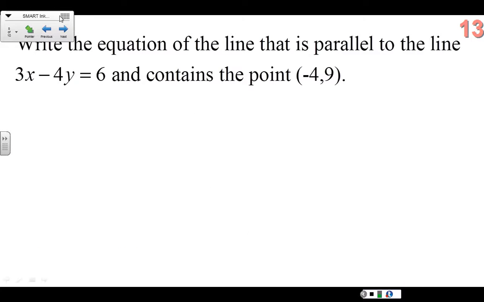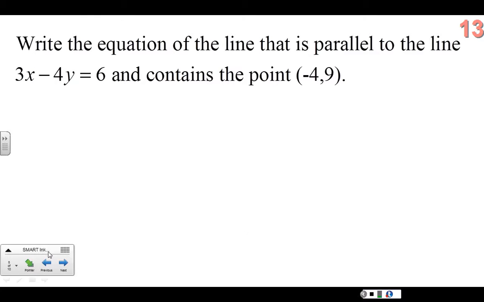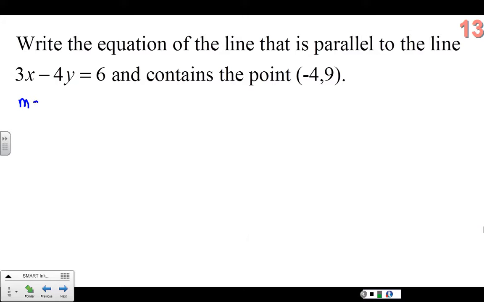So look at this problem. Write the equation of a line that is parallel to the line 3x minus 4y equals 6, and then contains the point -4, 9. So we're writing another equation here, but it's going to be parallel to this line. So I need to find the slope by finding the slope of this line. So it's in standard form. We know the standard form equation for the slope is -a over b. So that would be -3 over -4, which comes out to be +3/4. The slope is +3/4. So that is actually the slope we're going to use for our equation as well.